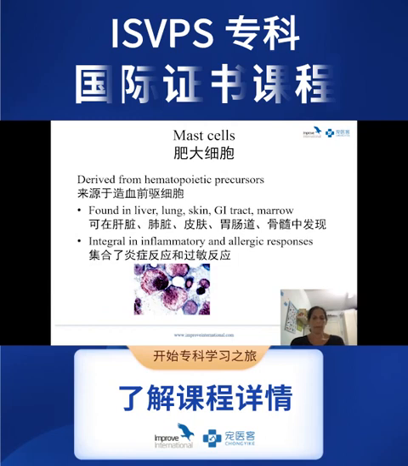So what are mast cells? Mast cells are derived from hematopoietic precursors, and they're found in the liver, lung, skin, GI tract, and bone marrow, and they're integral in inflammatory and allergic responses. Here again is another picture of cytology in a mast cell tumor. These granules can be more purple, more pink, or more red, depending on the way that they're stained.